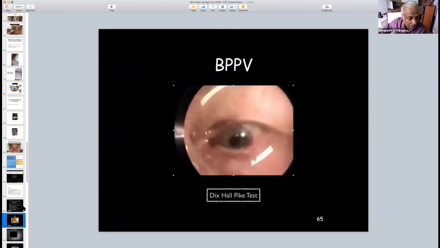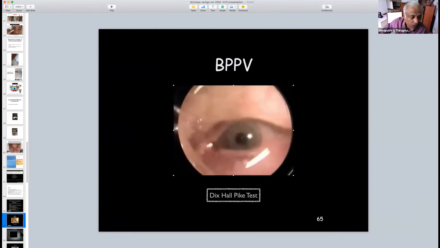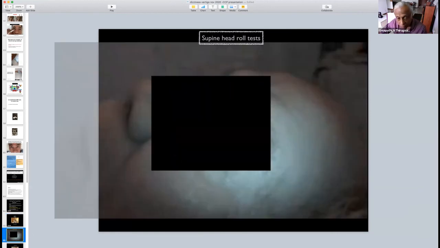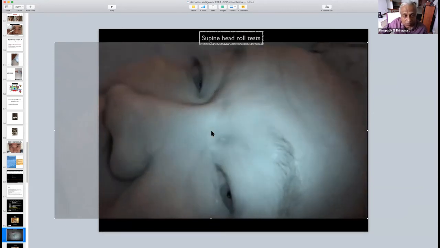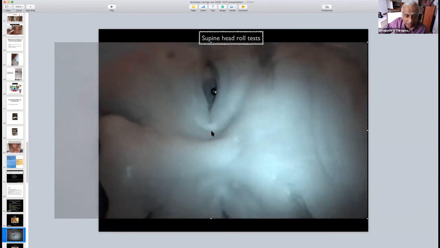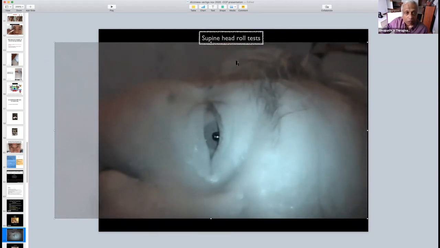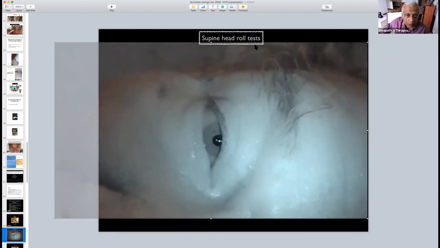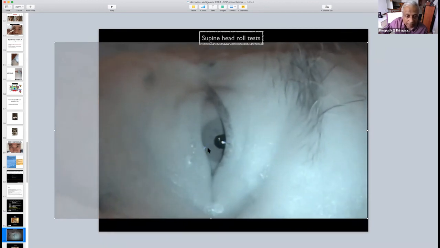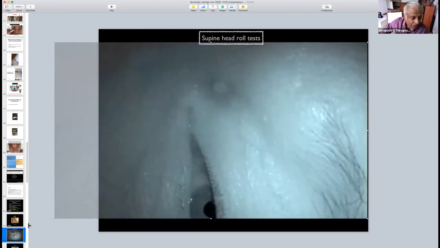That's a Dix-Hallpike test. Now there are other forms of benign paroxysmal positional vertigo. For example, there is a horizontal form, which is very important for the neurologists in the audience to know about. In this patient, we diagnose horizontal canal BPPV by doing the supine head roll test. As you can see, it's mainly a horizontal nystagmus that comes on moving the head in left and right direction.